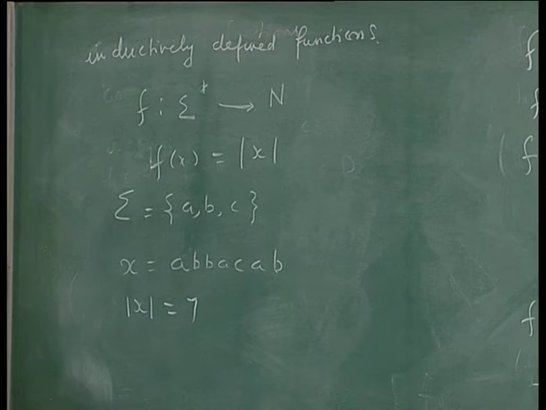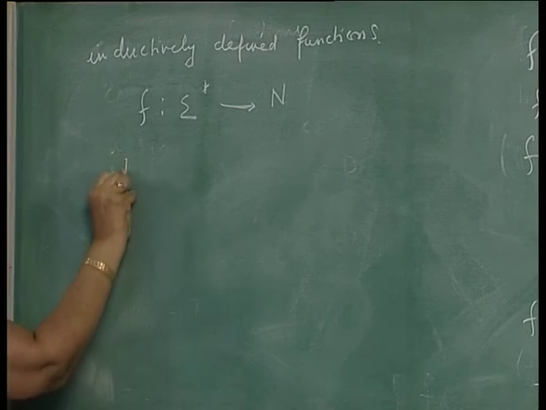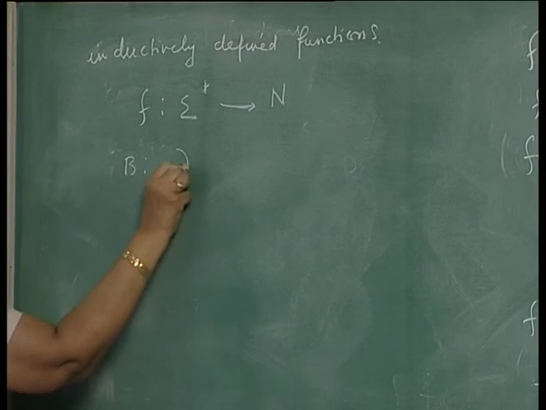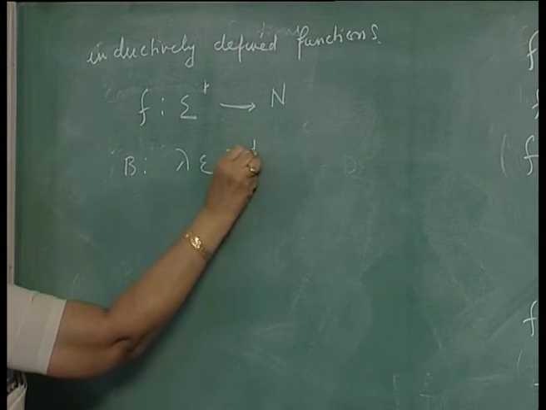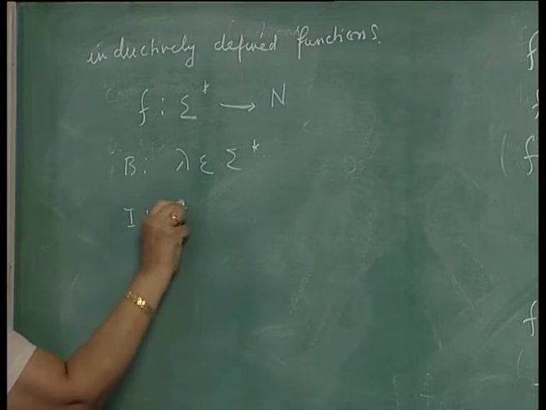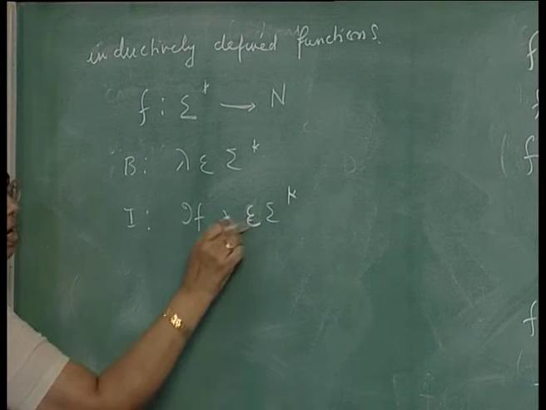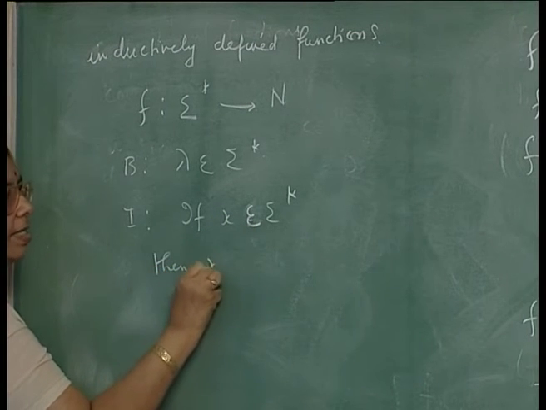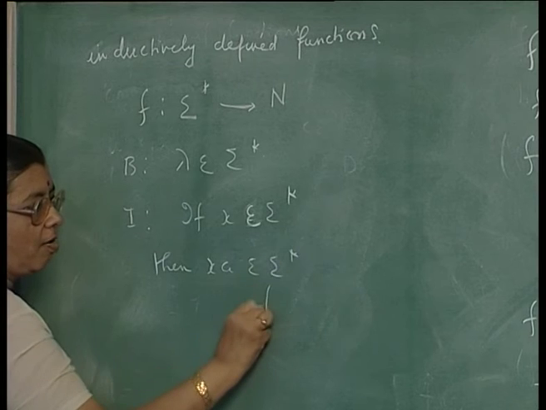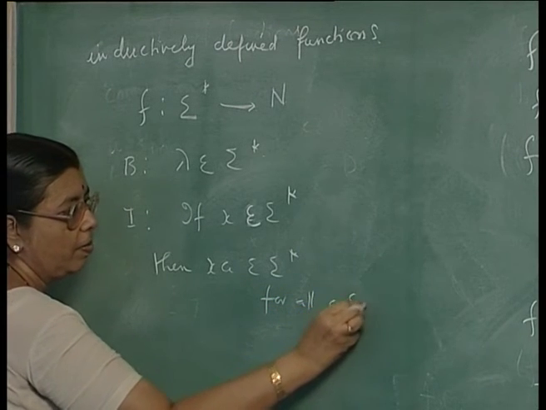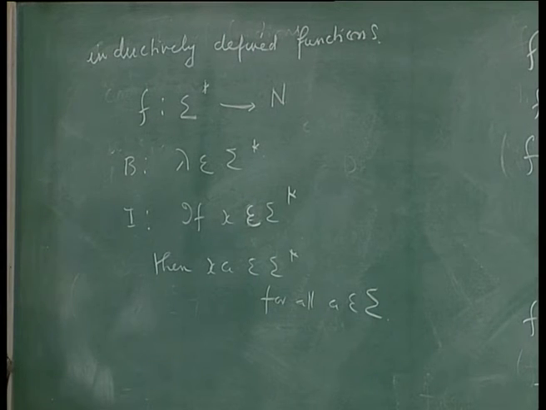This function is defined like this. How can you define this function in an inductive manner? First of all, you note that sigma star can be defined inductively. How do you define sigma star inductively? The basis class will be lambda belongs to sigma star, and the induction class will be: if x belongs to sigma star, then xa belongs to sigma star for all a belonging to sigma. This is how you define the set sigma star in an inductive manner.